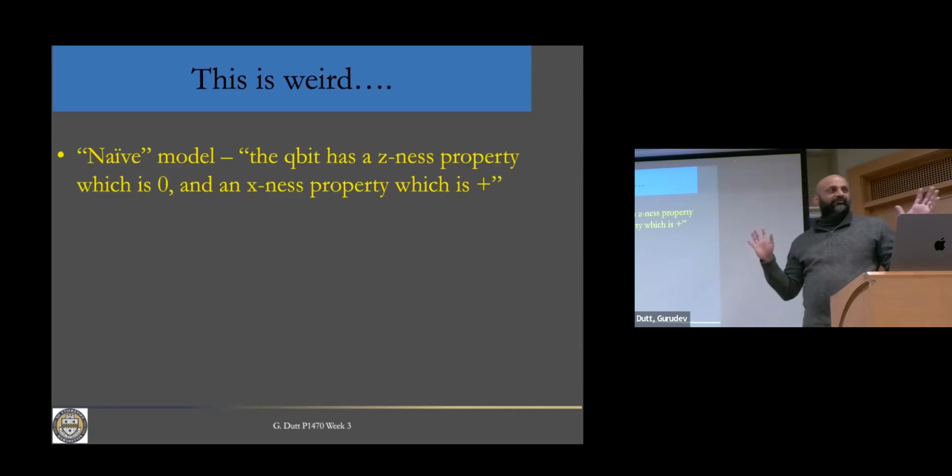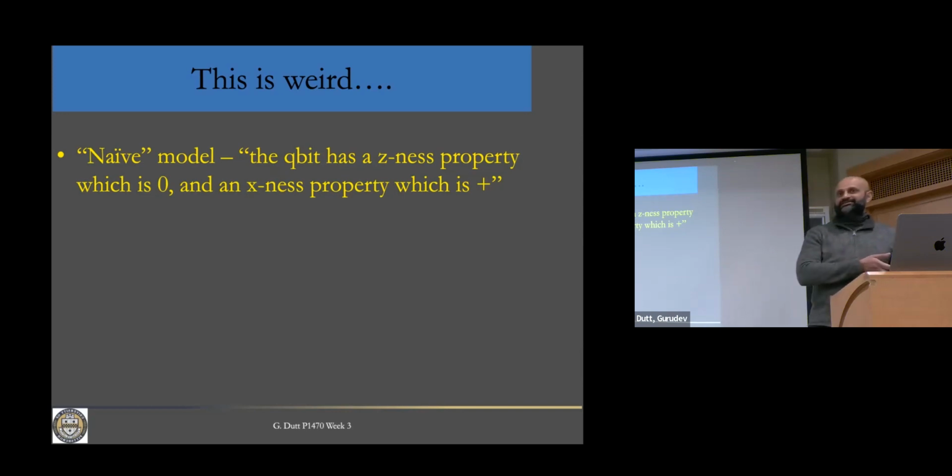Because I have a naive picture of what's going on. I'm a simple person, right? I'm going to say that the qubit has a property. When I measure it in the z basis and I get a 0, I just say, well, that particle has the z-ness property that is 0. It's equal to 0. As physicists, we love to measure things. We say, okay, z measurement is 0. Now it's 0. That's it. I don't have to worry about this again.